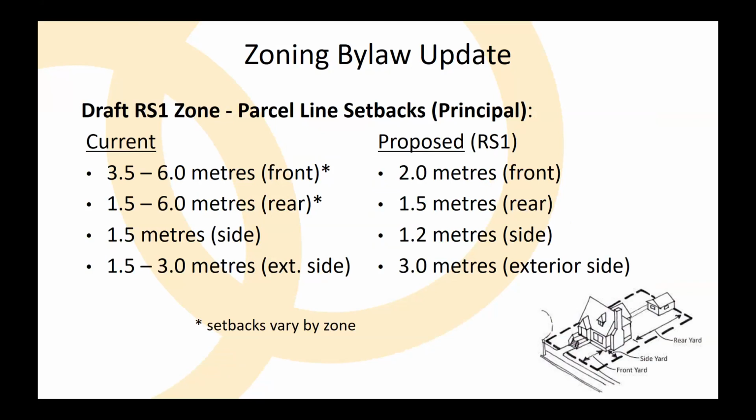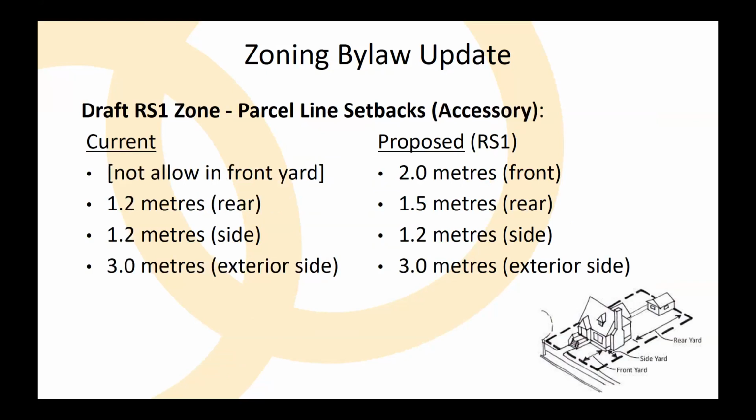The proposed RS1 zone setbacks are based on the provincial policy manual for an urban municipality. The recommendation in the policy manual is a 2-meter front setback, a 1.5 meter rear setback, 1.2 meters inside, and 3 meters on the exterior side. So you can see, particularly in relation to front, a little bit less so on rear, there are some significant changes coming, as proposed, to setbacks for principal structures.